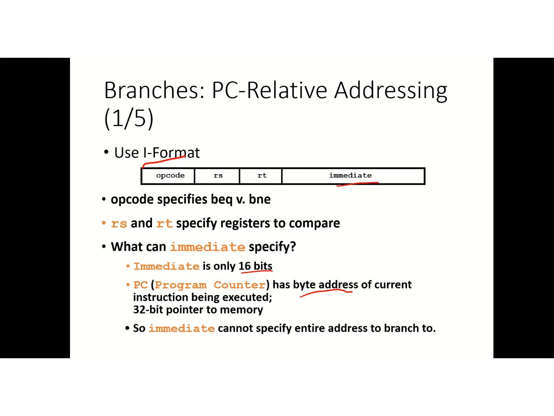So the immediate cannot specify the entire address to branch to, because the immediate is only 16 bits. Then the storing of that address must require the load upper immediate.